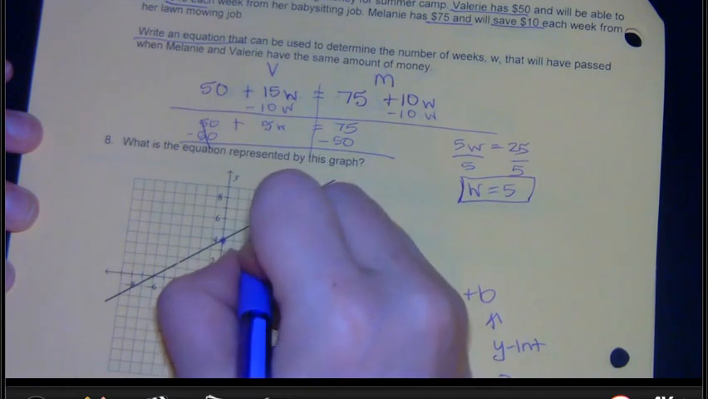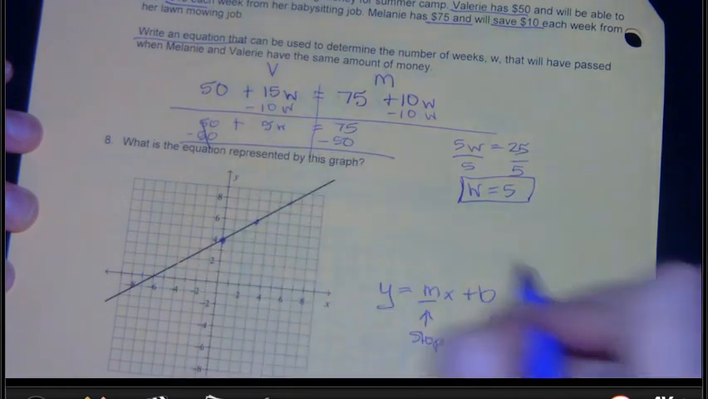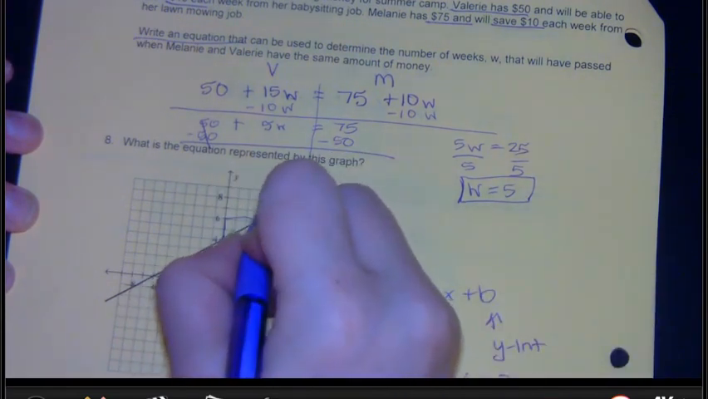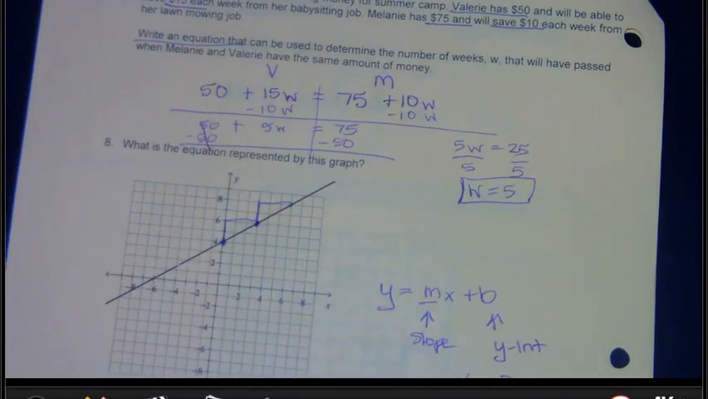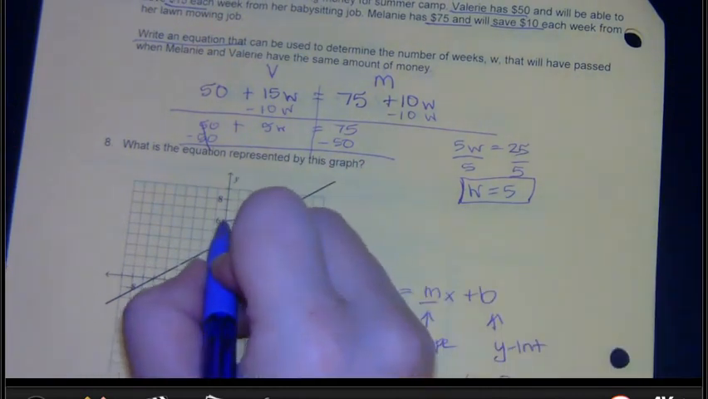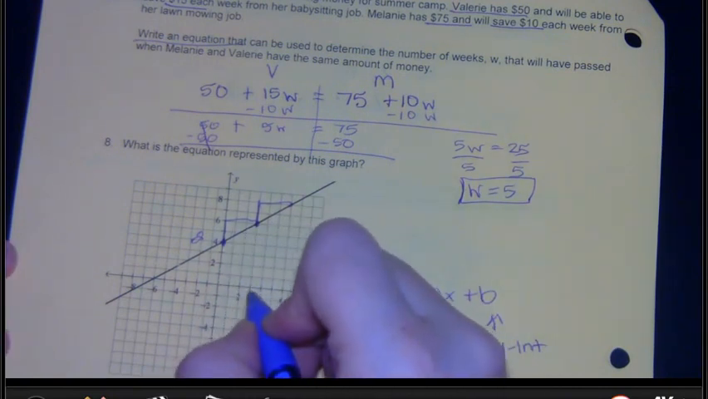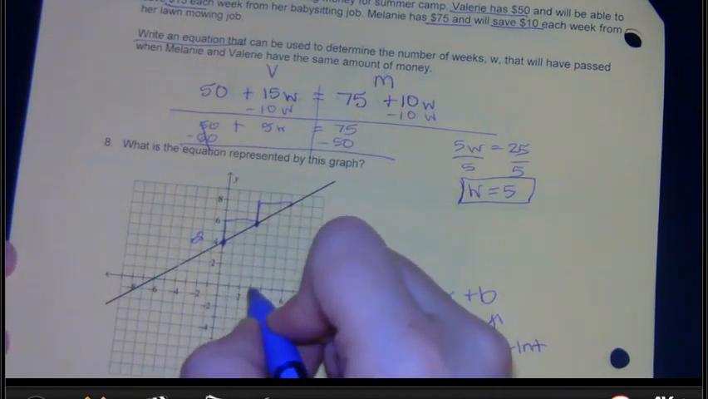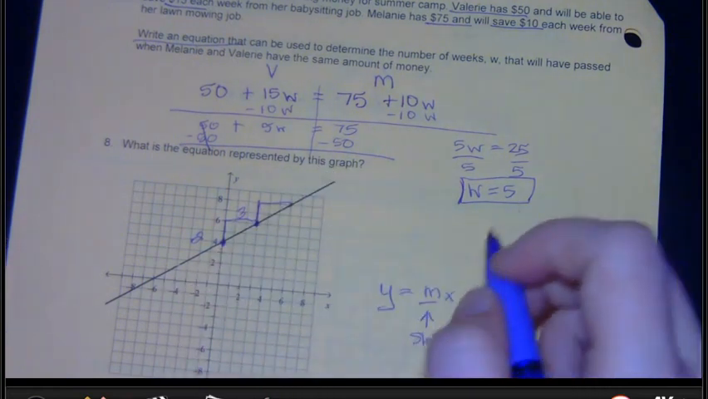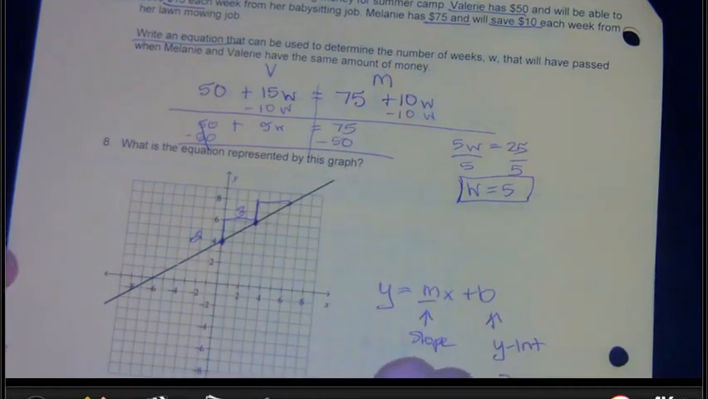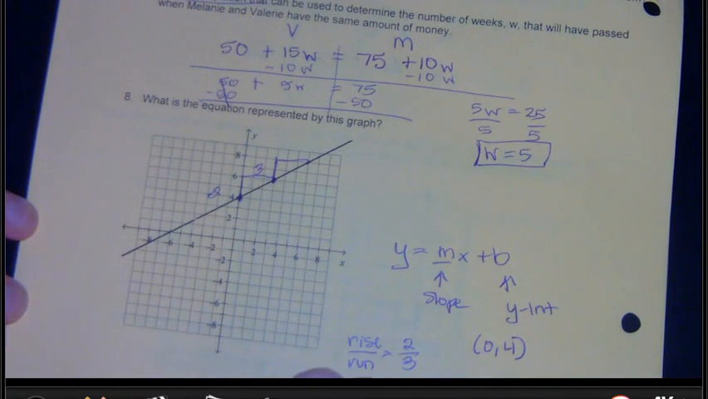I just need to find the slope. And to find the slope is to find the rise over the run. So I'm going to find a couple of dots just to make sure that I'm moving up in the correct direction. Well, I'm rising up 2 and I'm running over, not 3. Actually, it is 3. Each box is worth 1. So 1, 2, 3 and over 3. But to find the slope, it is the rise over the run, which is 2 over 3. So our equation is y is equal to 2 over 3 x plus 4.